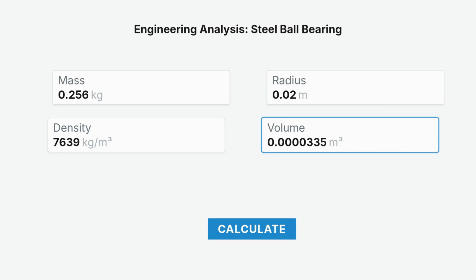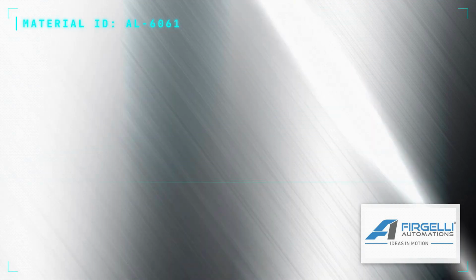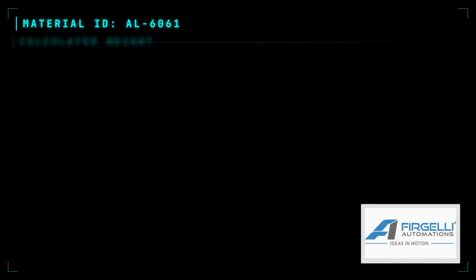The volume shows as 0.0000335 cubic meters. Additionally, we get bonus outputs: the diameter of 0.04 meters and surface area of 0.00503 square meters. These outputs provide comprehensive sphere properties critical for material identification, weight calculations, and surface treatment planning.